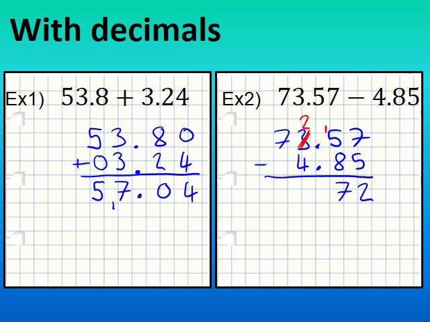2 take away 4 cannot happen, so I'm going to borrow from the 7. That makes the 7 into a 6 and carry the 1. 12 take away 4 is now a value I can calculate, which gives me 8. 6 take away, this is technically nothing. 6 take away nothing is 6. Make sure you carry the decimal in the right line. Answer is 68.72.